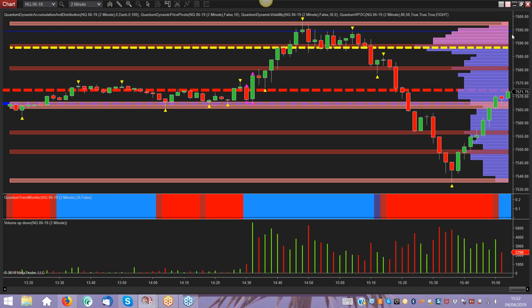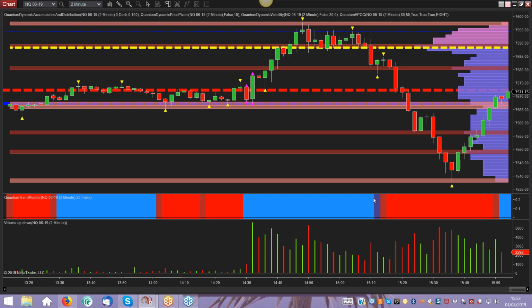You can see the trend monitor here has transitioned to bright blue. We went to dark red and into bright blue. Didn't make the dark blue transition, didn't need to. The trend monitor decided that this was a genuine move and therefore no requirement to change to the darker blue.